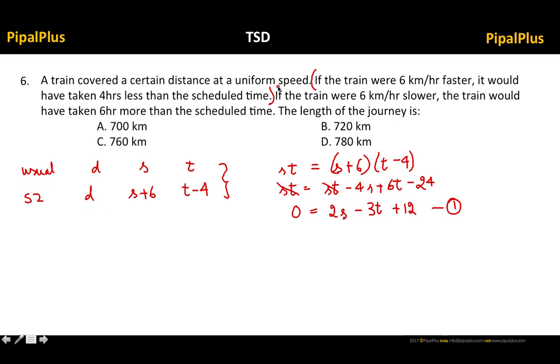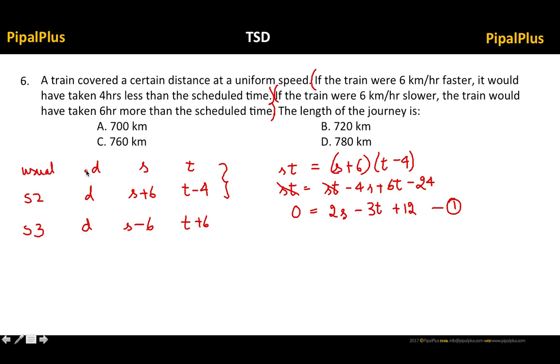Now let's look at this statement, which actually describes a third situation for me, where the train is still covering the distance d, however this time it is traveling at 6 kilometers per hour slower than the usual speed, right? So the speed this time becomes s minus 6. Now if the speed is s minus 6, the train takes 6 hours more than the scheduled time, so it takes t plus 6 hours, right?